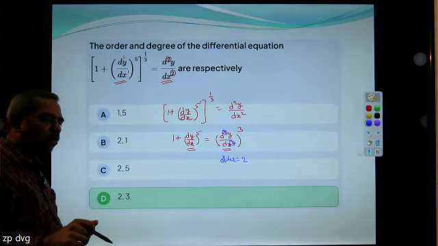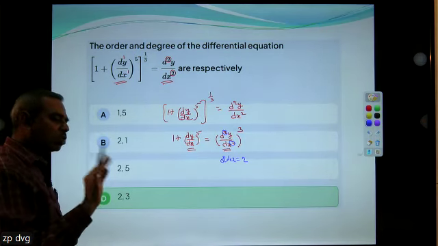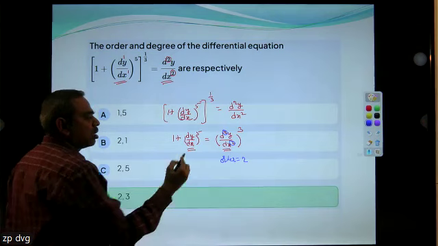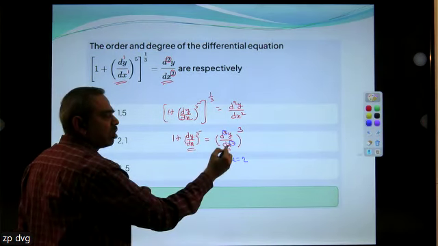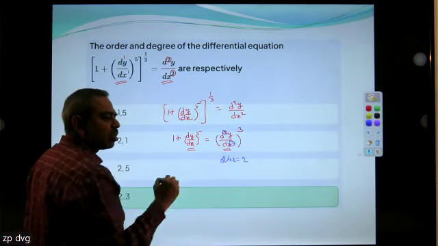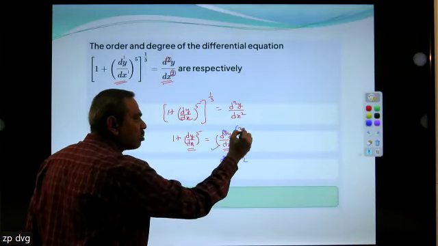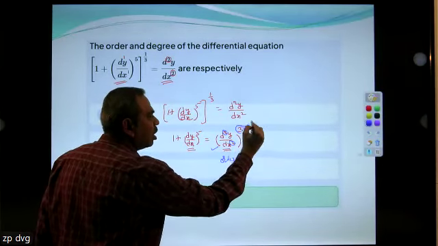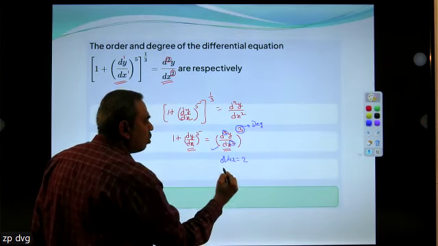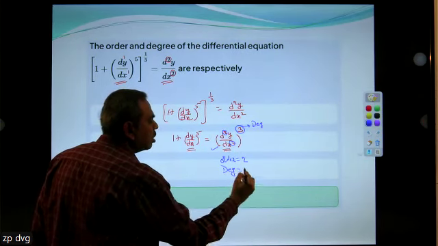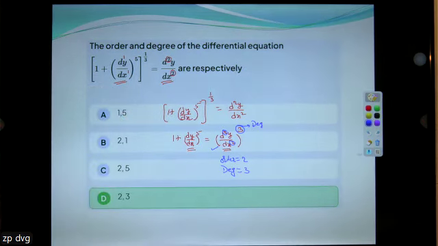I said degree is nothing but the highest power of the highest order derivative. Now tell me, dy by dx is there, d square y by dx square is there. Which is the highest order derivative? This is the highest order derivative. For this only you have to see the power. What is the power here? 3. This 3 is called degree. Got it? So what is the degree of this? 3. So order is 2 and degree is 3.